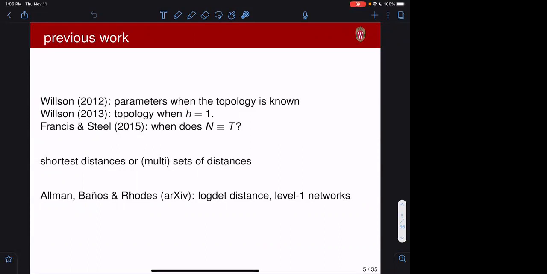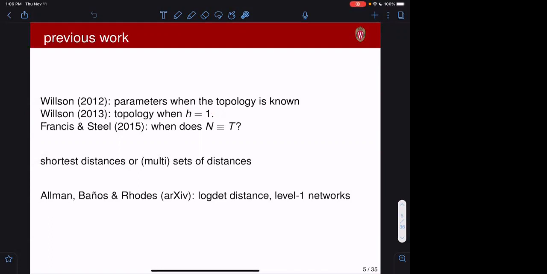And can we identify the parameters? And for the most part, the answer was yes, except for some assumptions that needed to be made. And then a year later, looking at the same question, but now can we identify the topology? And then the answer was really much more complicated. And the answer was yes, if really there's only one reticulation, and then with extra assumptions that were fairly technical.